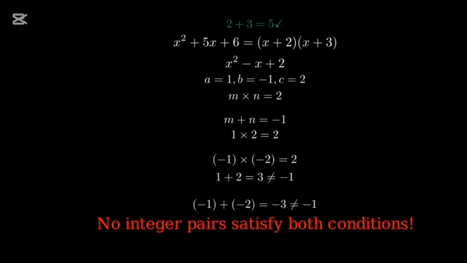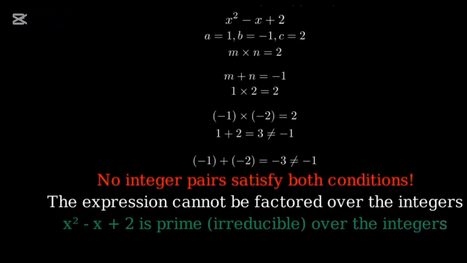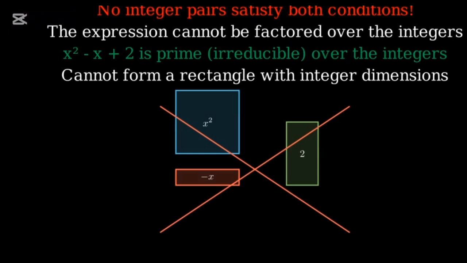What does this mean? It means that x squared minus x plus 2 cannot be factored over the integers using the tiles method. In fact, this expression is what we call prime or irreducible over the integers. Let's try to visualize why the tiles method fails here. If we attempt to create a rectangle with area x squared minus x plus 2, we simply can't arrange the tiles to form a perfect rectangle with integer dimensions.